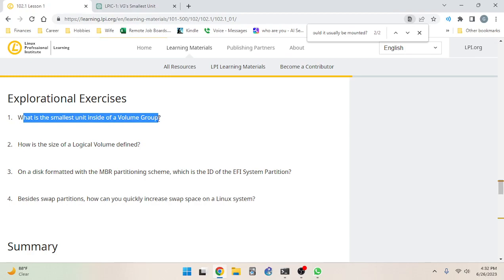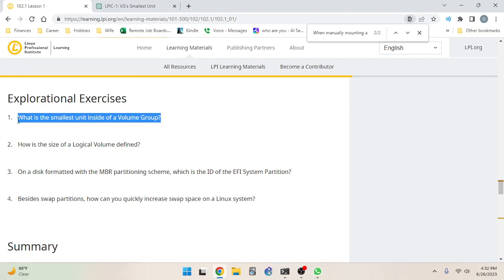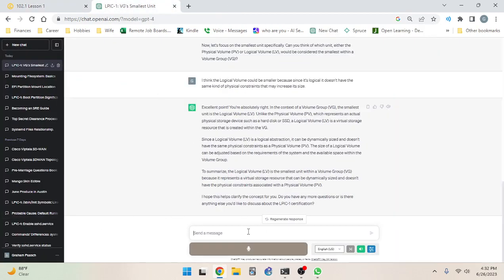Okay, so the smallest unit inside of a volume group they're saying is a logical volume. Let's see if that's correct. Oh. So the answer was extent. So I'm going to say, no, you were incorrect. The answer was an extent.